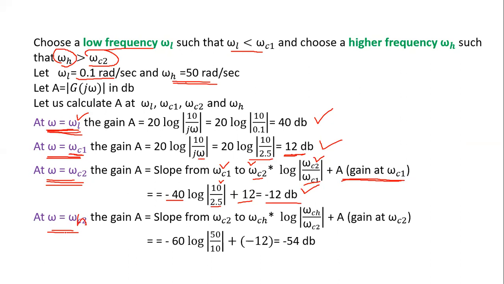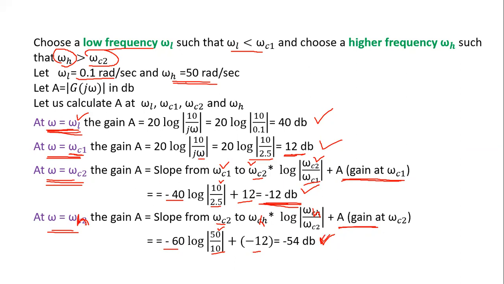And next, at the higher corner frequency, when omega is equal to omega H, the gain is equal to the change in slope from the previous corner frequency to the current corner frequency, into log of the current corner frequency by the previous corner frequency, plus the gain at the previous corner frequency. For the last case, the change in slope is minus 60, into log of the present corner frequency omega H, which is 50, by the previous corner frequency omega C2, which is 10, plus the gain at the previous corner frequency, which is minus 12. So we get minus 54 decibels.